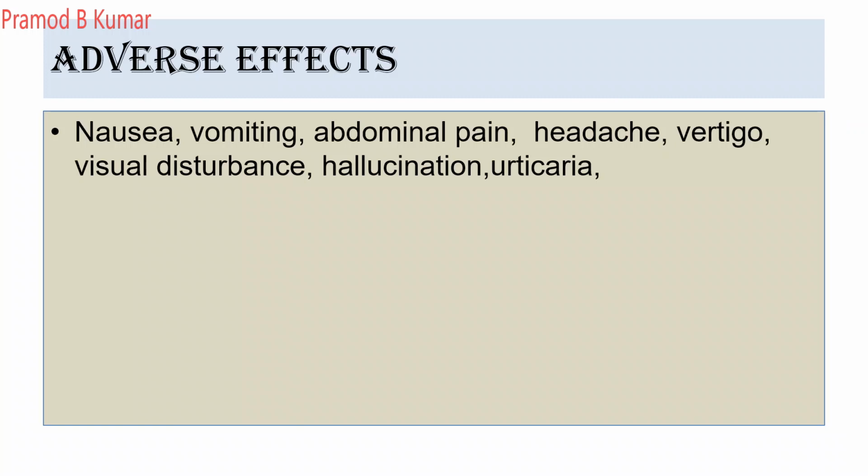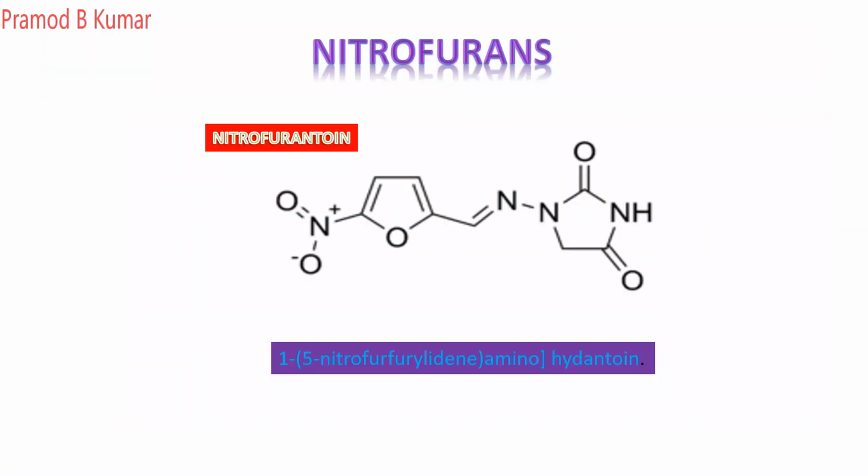Some of the side effects of these quinolines are nausea, vomiting, abdominal pain, headache, vertigo, visual disturbance, hallucination, urticaria, and your photosensitivity and hepatotoxicity. These are some of the side effects of your fluoroquinolones. So the next example is nitrofurans.